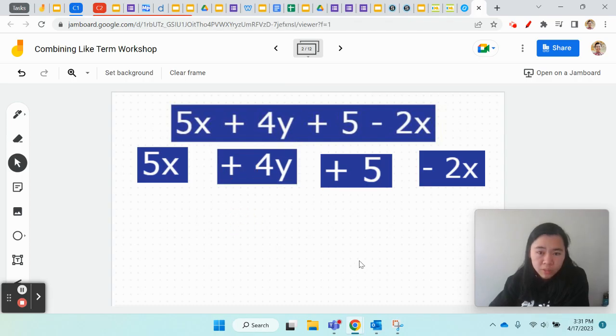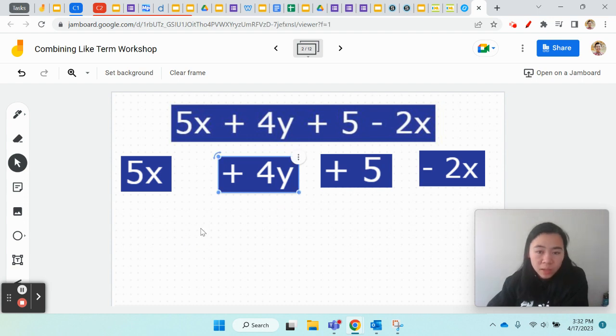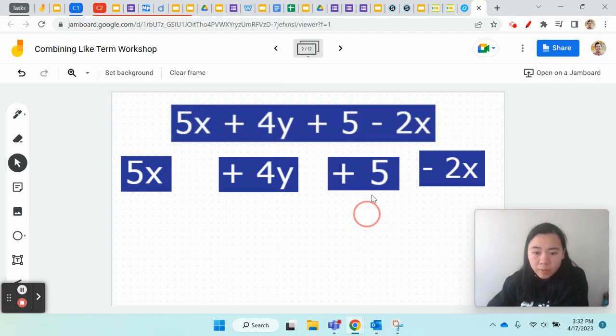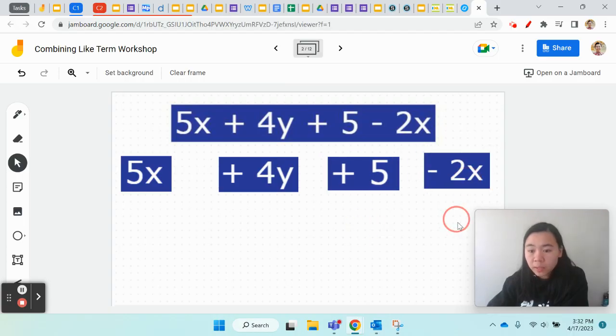To combine terms, the term has to have the exact same variable raised to the exact same exponent. Keep that in mind. And then any regular numbers, regular integers, can be added together as well. So we have 5x, a team of x's. We have a team of y's. We can't put those two together because they're separate and different variables. Then we have just an integer 5, and then we have a negative 2x.